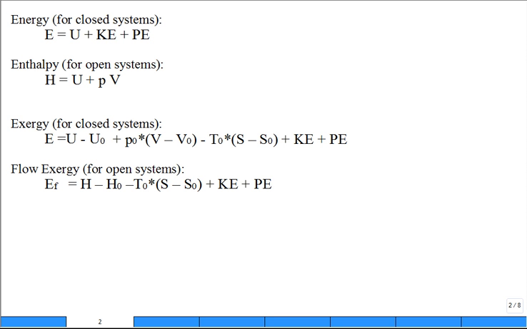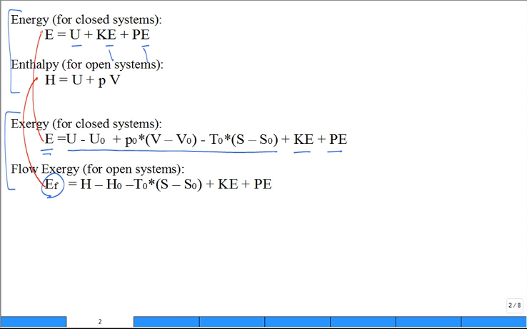So for energy, for a closed system, you just have the internal, kinetic, and potential energy. For enthalpy, where it's an open system where you have flow across a boundary, the property enthalpy is of use. We use enthalpy, m dot times h. For exergy, this is the equation for the exergy. It's in terms of a lot of properties plus the kinetic and potential, just like the total energy was. And when we get to open system analysis, we'll have a flow exergy, just like enthalpy. There's the parallelism.